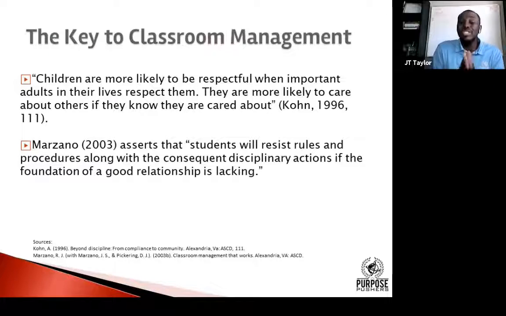Marzano asserts that students will resist rules and procedures along with any consequent disciplinary actions if the foundation of a good relationship is lacking. Now, listen, if you've been teaching for a while, you know this is the truth. How often have we seen students have tantrums and lay on the floor or cry and whine, knowing that we're still going to contact their parents, knowing that we may have to remove them from the setting, but they don't care. You know why? Because a good relationship may be lacking from the student's perspective. Now, we may say we care, but does the student perceive us as caring in that moment? This is the key to classroom management.